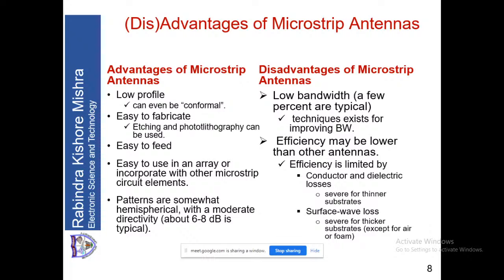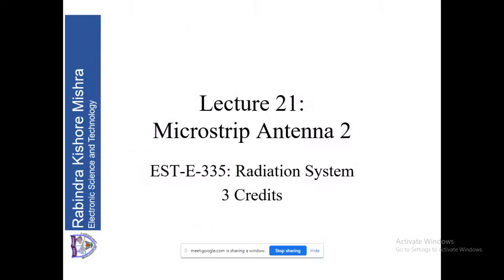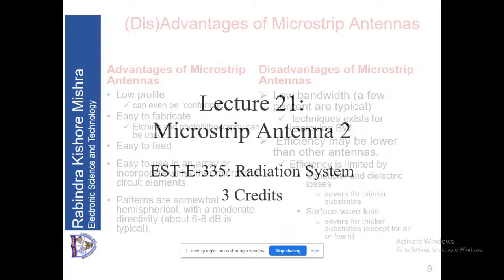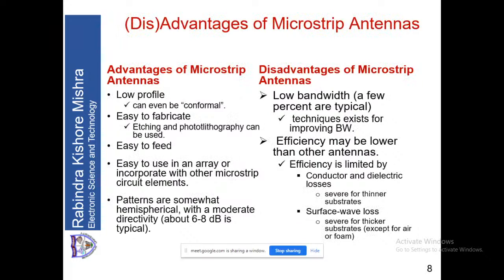Then there can be surface wave loss. This is severe for thicker substrate. If the substrate is thick, then there will be surface wave loss. What is surface wave loss? Surface wave loss comes from the fact that we are exciting the antenna. So we are exciting an electric field within the substrate. That field will propagate along the substrate.